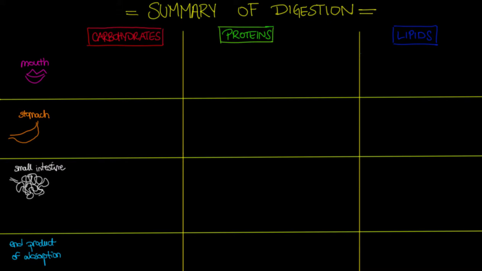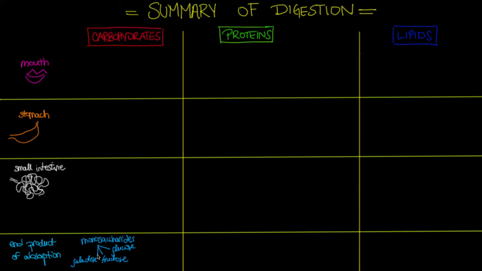So what do each of these different groups need to be broken down into in order to be able to be absorbed? And so carbohydrates have to be broken down into the monosaccharides. And so monosaccharides are the simple sugars. And we have three different types. We have glucose, fructose, as well as galactose. So these are the end products for carbohydrates in order to be absorbed at the level of the small intestine epithelium. Next up, let's look at proteins.